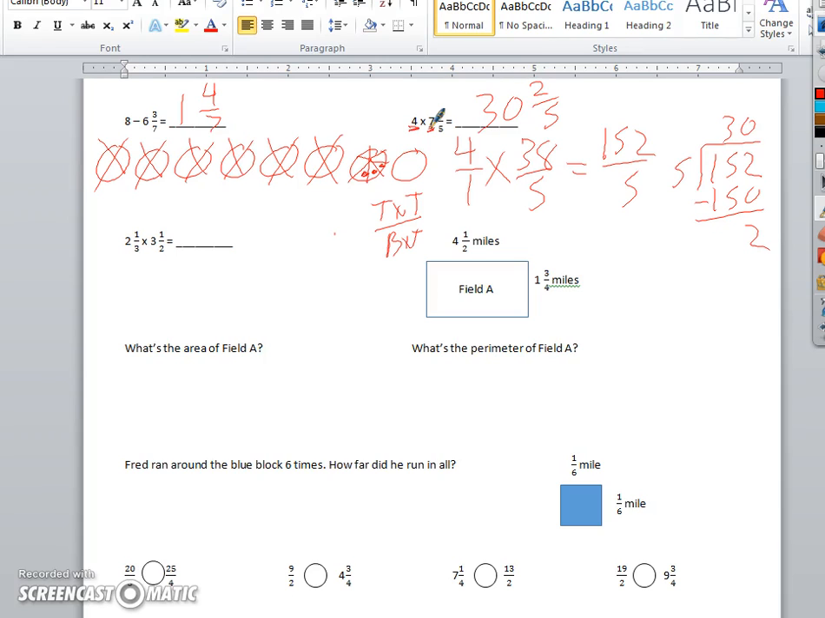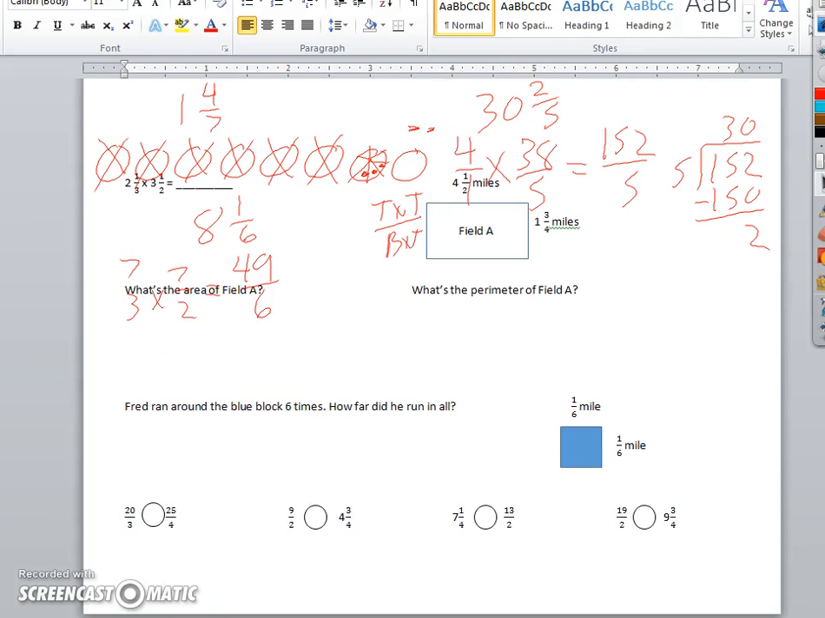Let's go to mix times mix. Change them both to improper. 3 times 2 is 6, plus 1 is 7. So I got 7 thirds times 3 times 2 is 6, plus 1 is 7 halves. Top times top, 49. Bottom times bottom is 6. When I divide that one out, I'm going to end up with 8 and 1/6.